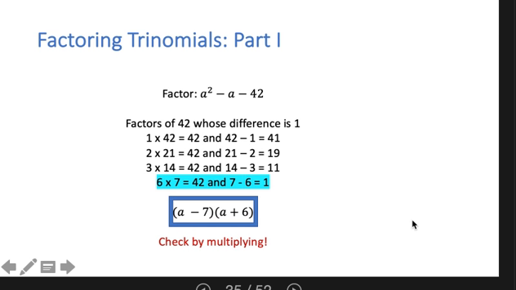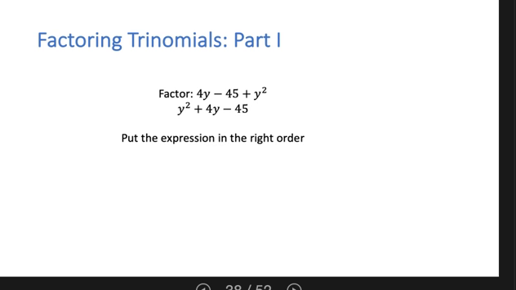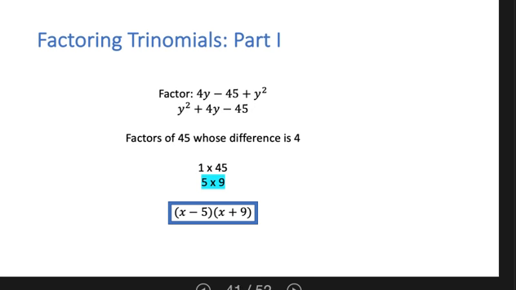All right, let's go through a couple other examples of problems you might see in your homework. Here's one, 4y minus 45 plus y squared. First, you want to put the expression in the right order. So it should be y squared plus 4y minus 45, sorry. So find the factors of 45 whose difference is 4. Remember that last sign is negative, so the signs are going to be different, and we're going to be subtracting the factors. The factors are 1 and 45 and 5 and 9. And if I subtract them, 5 and 9 gives me 4 in the middle.